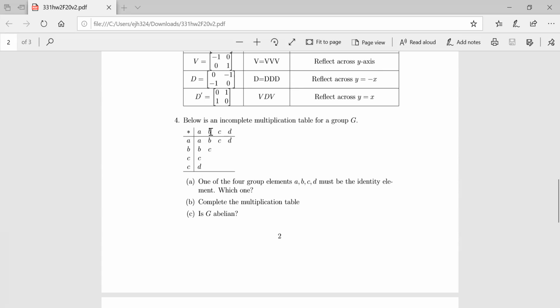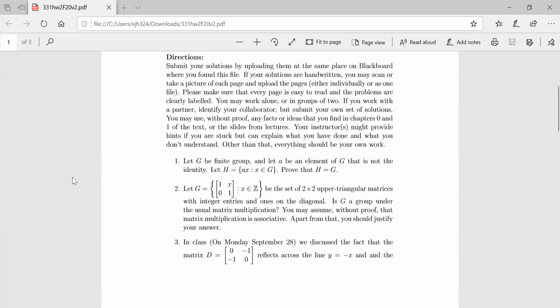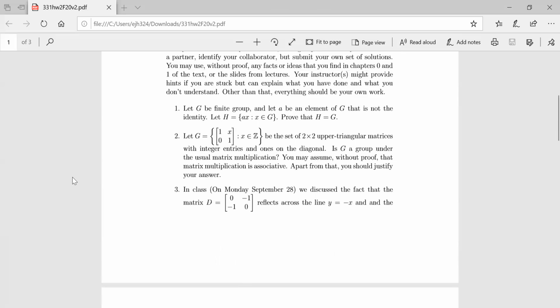So, can I go over 1? That seems like a pretty good place to start. So let G be a finite group and A be an element of G that is not the identity. Let H equal AX for all X in G. Prove that H is equal to G.